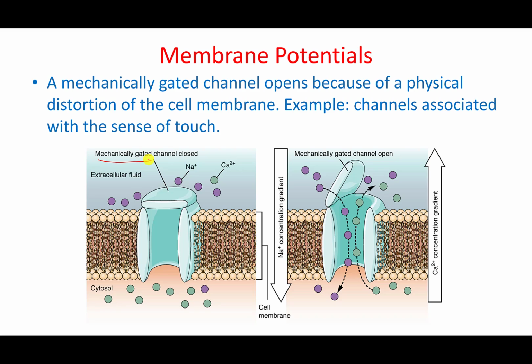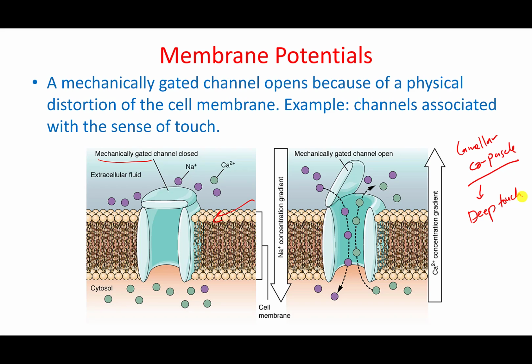So for example, if there is a mechanical force applied on the cell, this will cause these gates to open. Think, for example, if you remember the lamellar corpuscle. We said this is for deep touch or deep pressure. And how does it feel the deep touch or deep pressure? Simply because it has mechanical gated channels. So the deep touch would stimulate these channels to open.